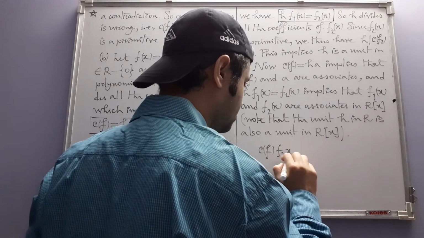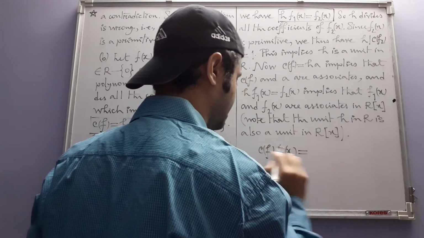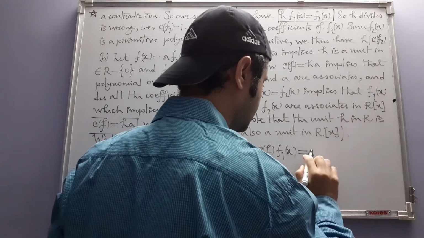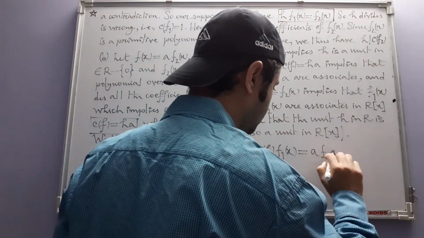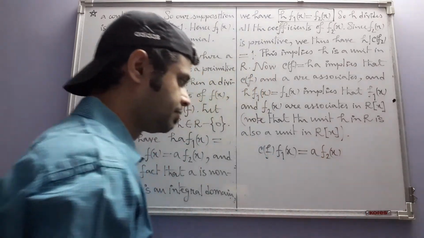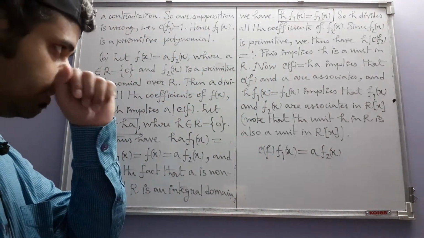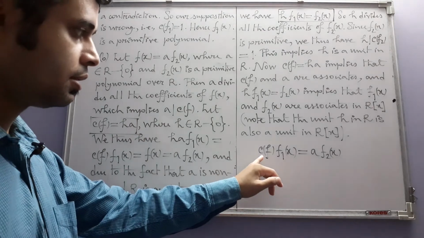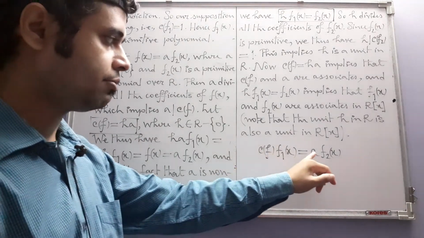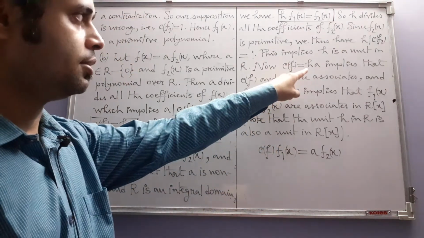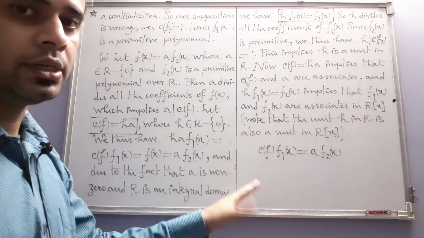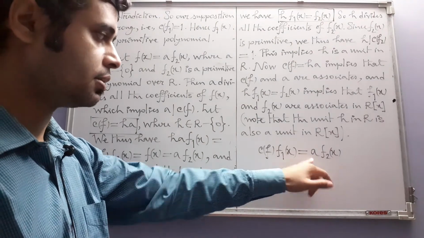and another arbitrary such decomposition where we have a ring element a and again one primitive polynomial. This decomposition is unique up to associates. That means the only difference between c(f) and a is that they differ by a unit in this sense, or in other words they are associates.